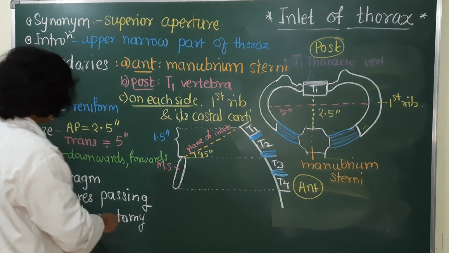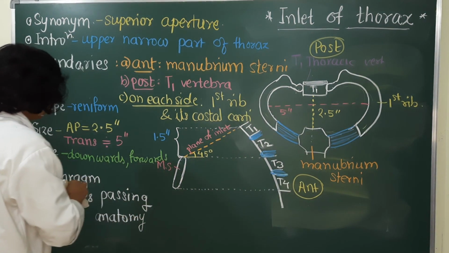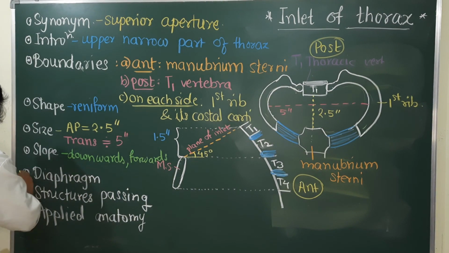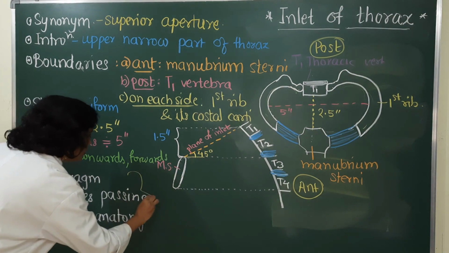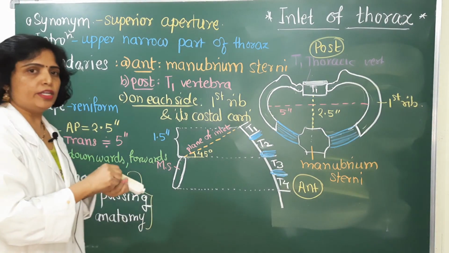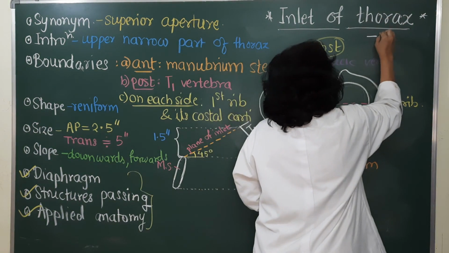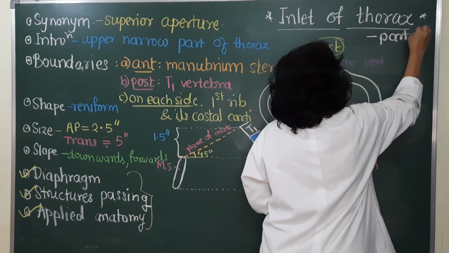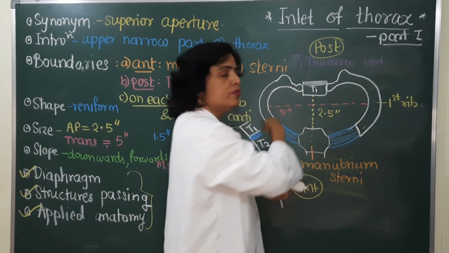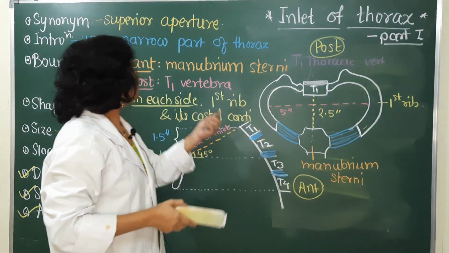We are going to see the diaphragm, structures passing and applied aspect. These 3 things we'll see in the next video. So this is part 1. This is the inlet of thorax part 1. Once we will revise the inlet of thorax again.